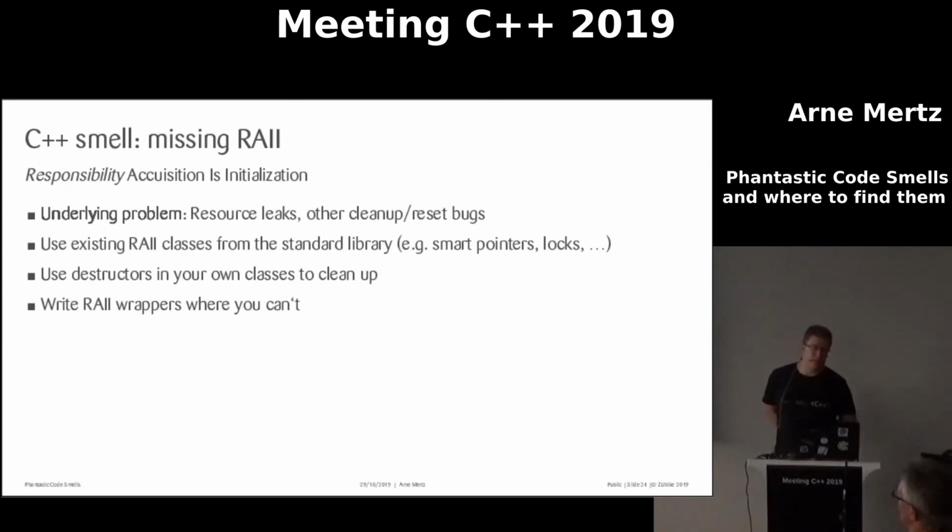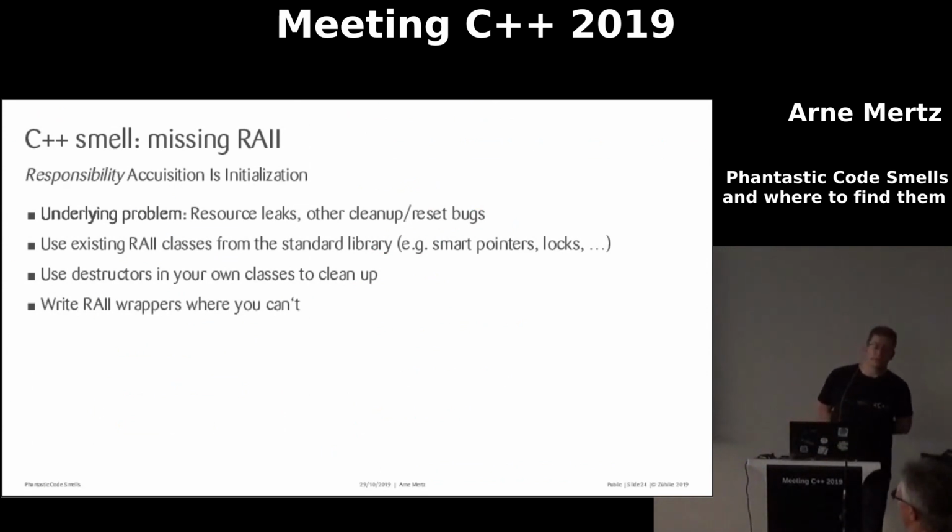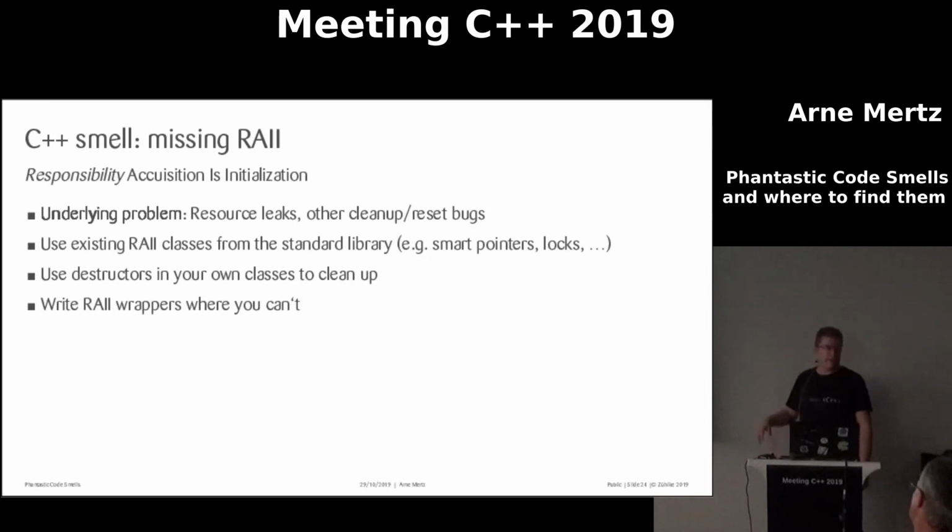RAII is usually the abbreviation for resource acquisition is initialization. I don't know who coined responsibility acquisition is initialization. It's a bit broader, but I think it really matches the thing, because it's not only about leaking resources, it's about cleaning up everything, like resetting anything that needs to be reset. Imagine, for example, I have a calculation going on and a waiting cursor, and when the calculation breaks, I want to go back to the normal cursor. I can do this using RAII. It has nothing to do with resources.